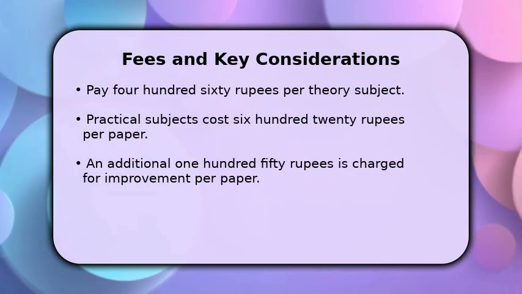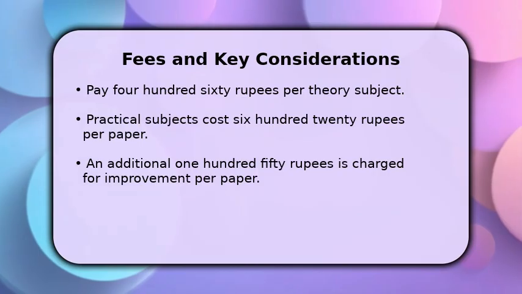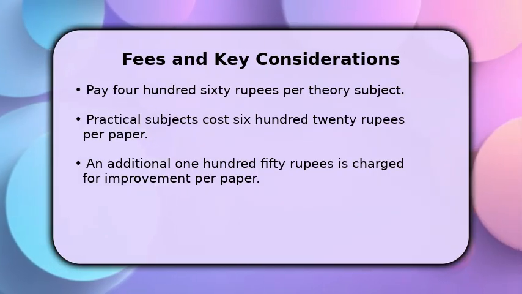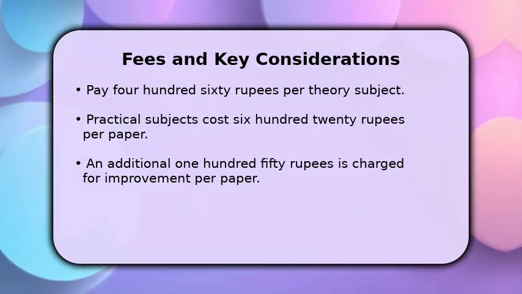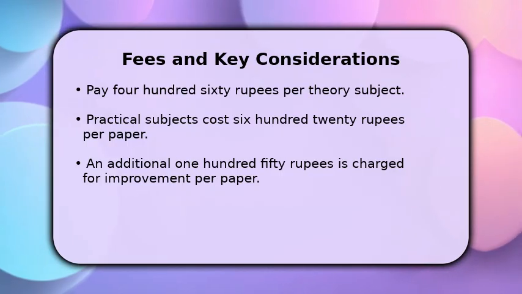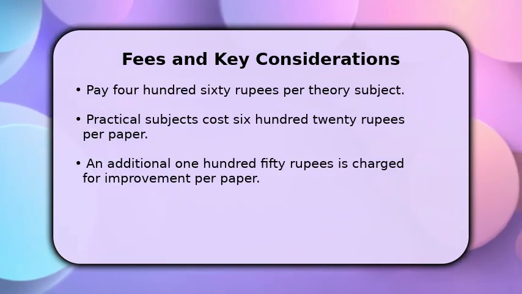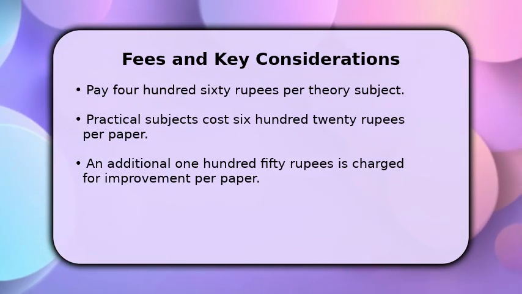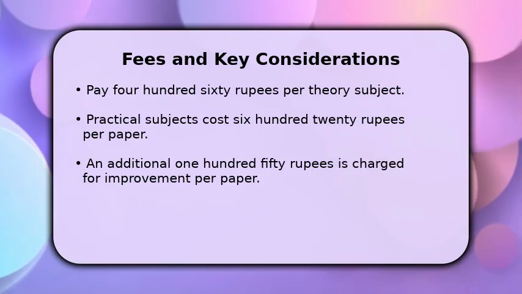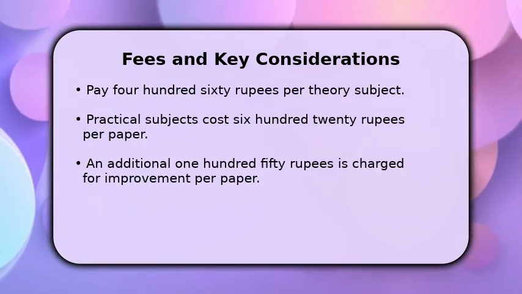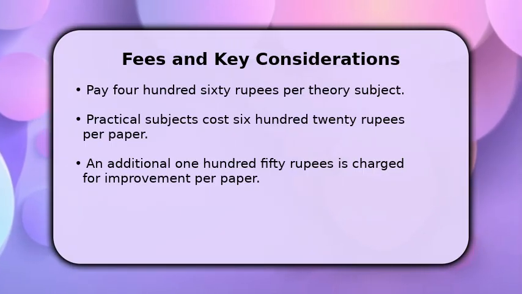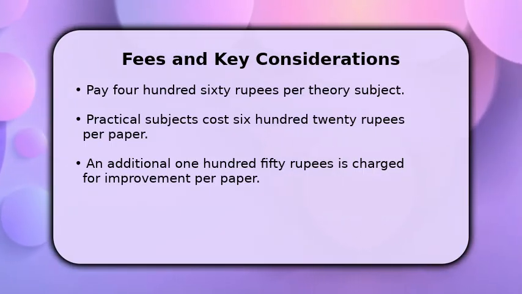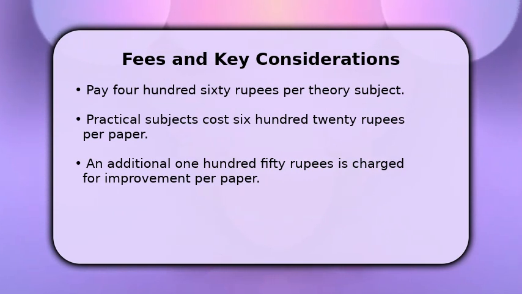Understanding the fees is crucial for a successful application. For each theory subject, the examination fee is typically 460 rupees. If you are applying for subjects that include practical components, the fee is usually 620 rupees per paper. For those seeking improvement in a past subject, an additional 150 rupees per paper is required. Always ensure timely payment and submission of your application to avoid any late fees or complications.